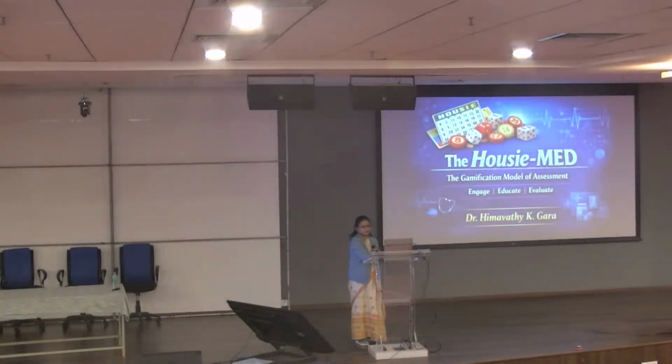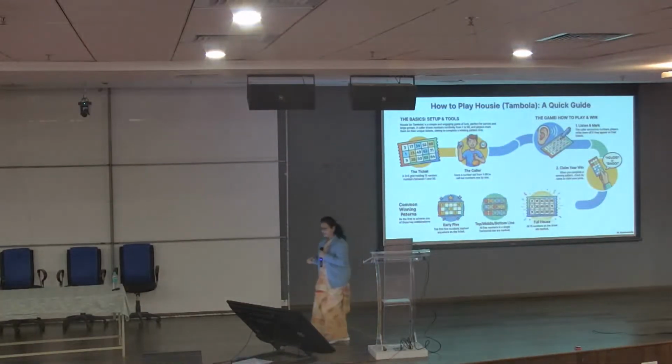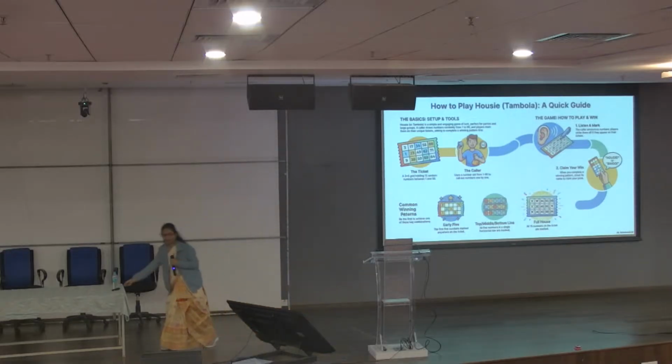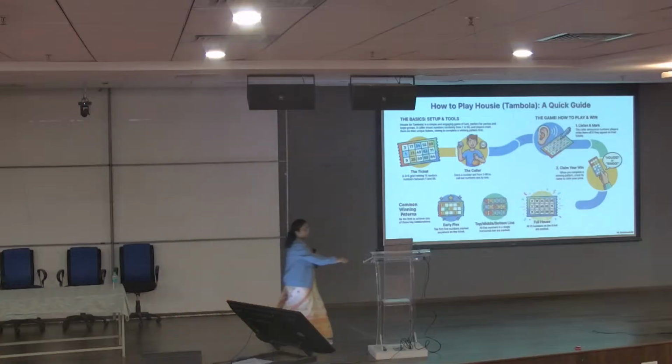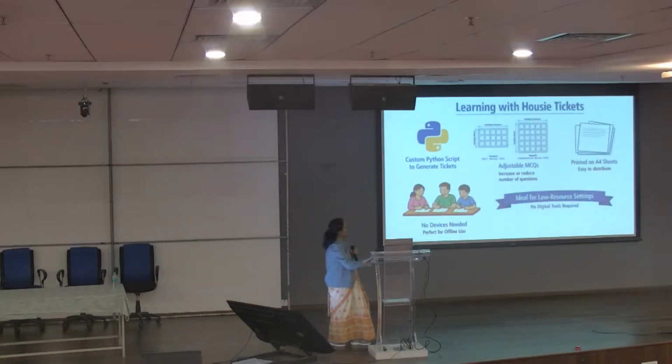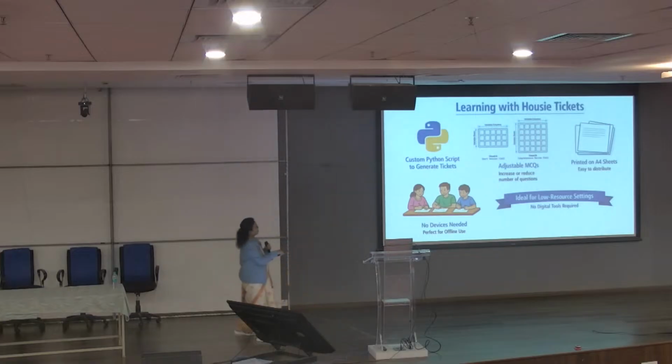Okay, so here, this is how we actually play the regular Housey, is it not? You get a Housey ticket, a person calls the number, then you mark, and then we check which row is full and all those things. So this is what we did, customizing the tickets, the number of columns and all. If you want a short session, like now for 15 minutes I made 3 by 3. If you need a longer session, we can go for a 6 by 10 or any combination.